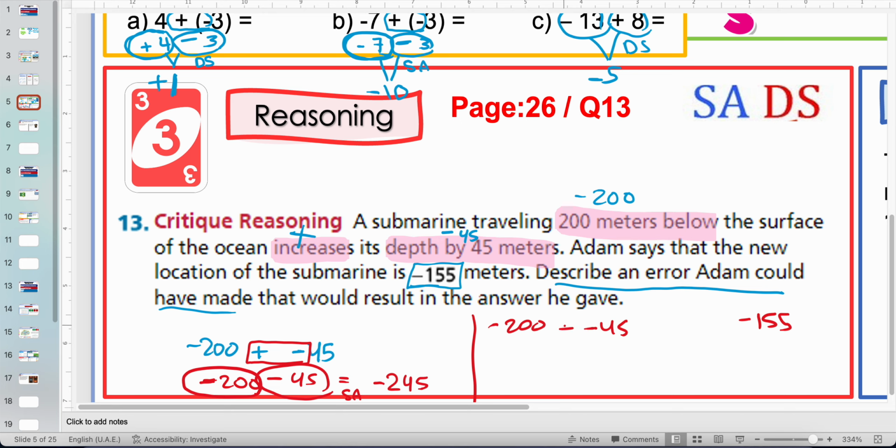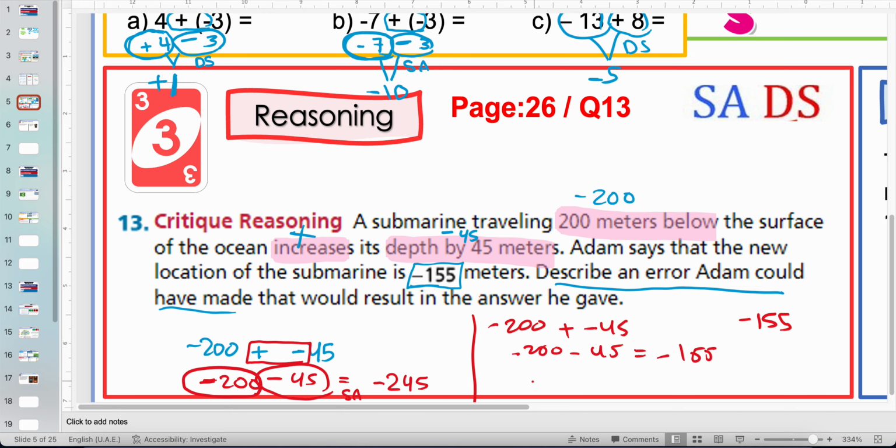What do you think you should do with the 200 and the 45 to get to 155? I think we need to subtract them. So maybe instead of adding them, he subtracted them. Maybe he thought that I have to subtract for any reason. So his mistake is he did 200 minus 45, which is going to give me 155, and he put the sign of the 200.